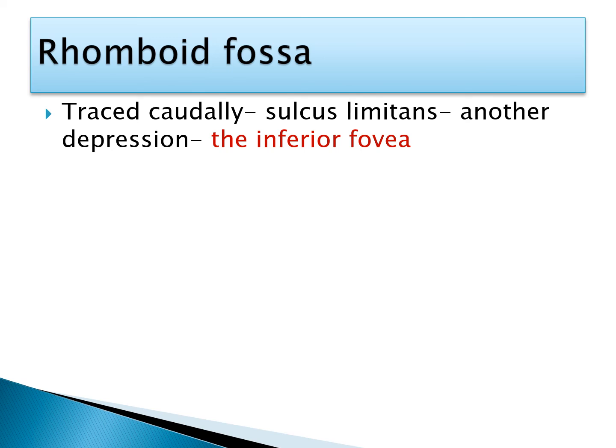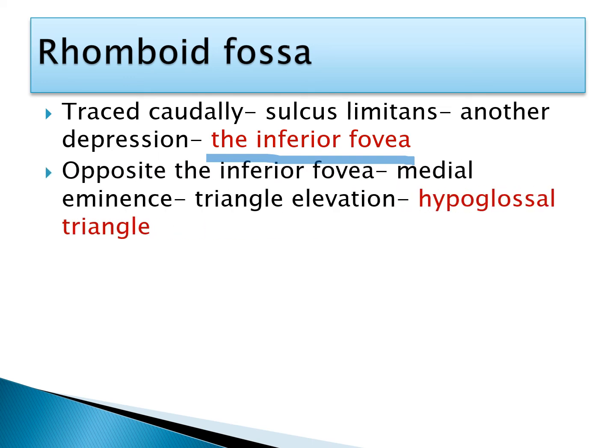If you trace the sulcus limitans caudally, another depression that is called inferior fovea, same as superior fovea in the upper part. So we have to know these two fovea. Superior fovea is present in the dorsal surface of the pons, and inferior fovea is present in the dorsal surface of the medulla oblongata.